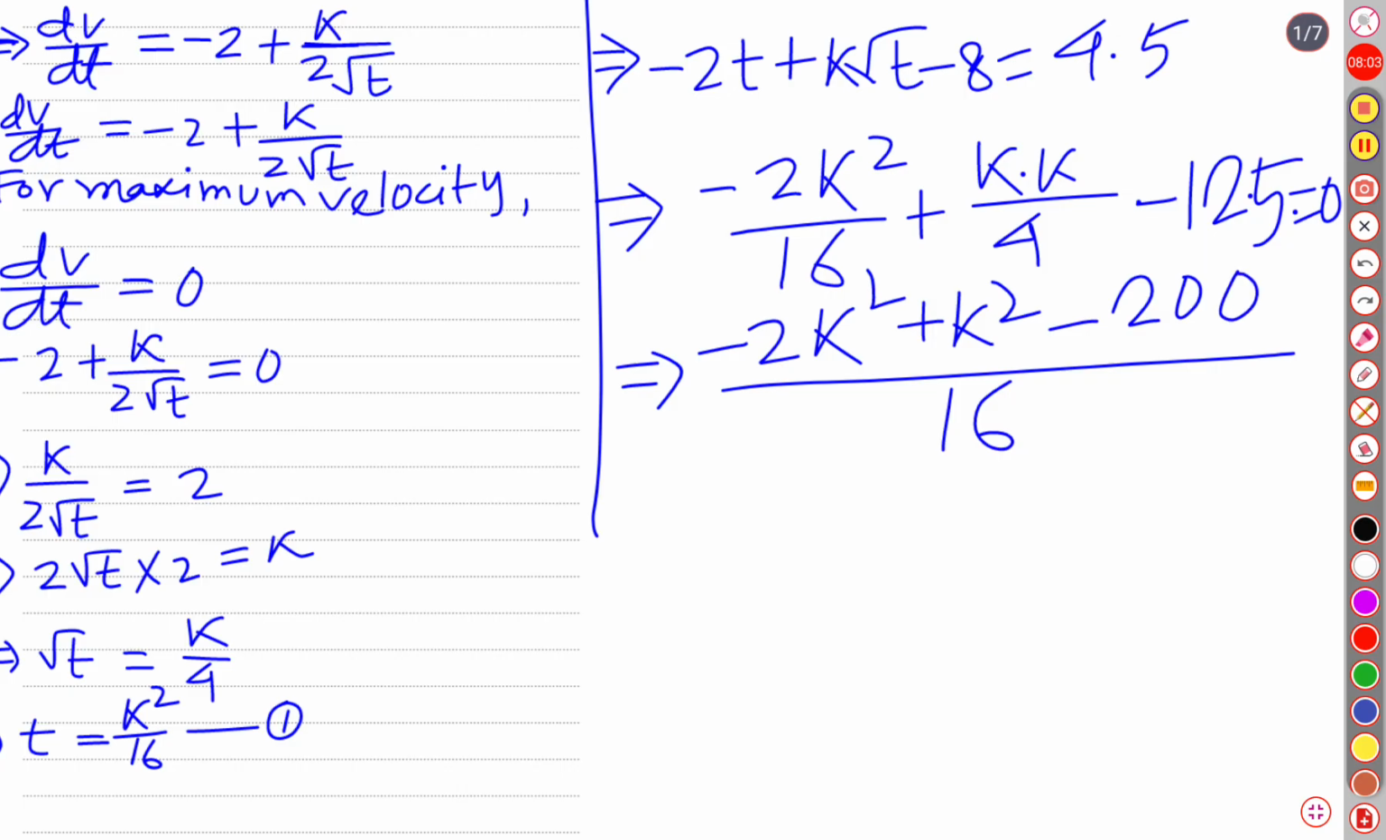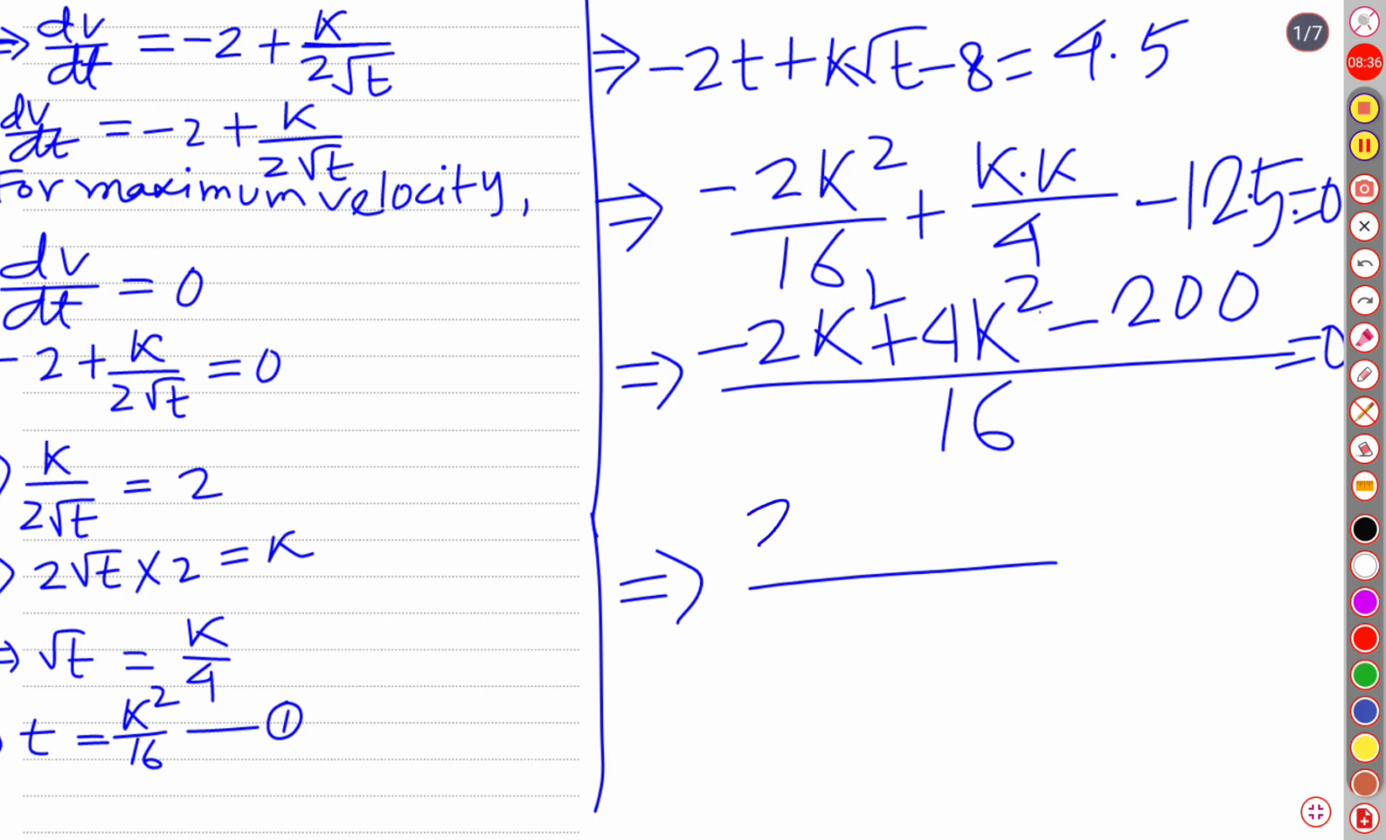200, because 8 into 12.5 is 100. So it is going to 200 equal to, right side is 0. Minus 2k square and k square, that is, it is not simple k square, it should be actually 4k square, because 4 fours are 16. If we multiply by 16, it is going to be 4k square. So let me write 4k square. Now if we simplify 4k square minus 2k square, that is 2k squared. So 2k squared minus 200 over 16 equal to 0.